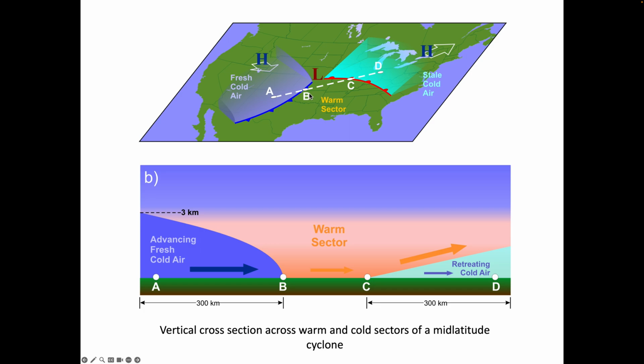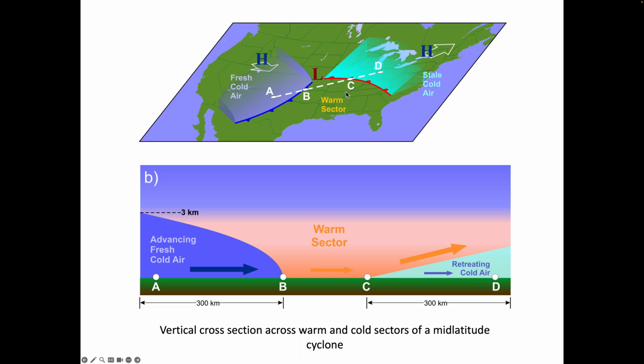So from B to C, this is ahead of the cold front. A is behind the cold front. From C to D, this area is ahead of the warm front. And C to B is behind the warm front. So just understand that if you're ahead of a front, that means the front is approaching but has not yet passed. If you're behind the front, that means that the front has already passed your location.